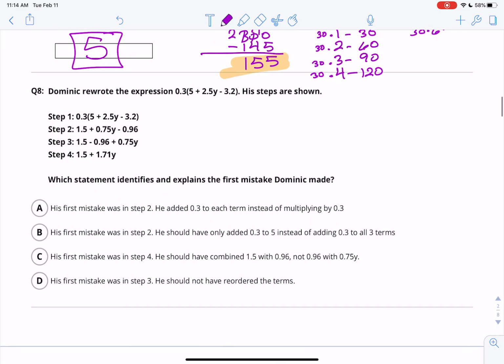All right, moving on. Question 8. Dominic rewrote the following expression. His steps are shown below. Which statement identifies and explains the first mistake Dominic made? So let's take a look and see what he did. Step 1, all he did was rewrite the problem, so he's good. The second thing he did was multiply that 0.3 through using the distributive property. So that means he multiplied 0.3 times 5 times 2.5 and then times 3.2.